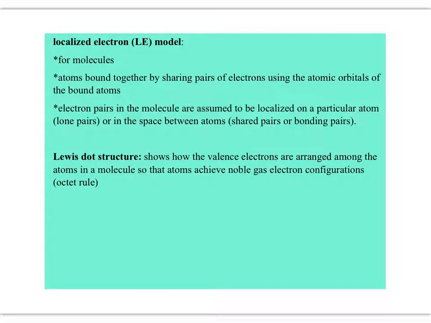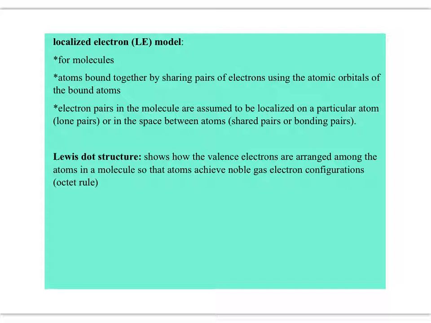When we drew a Lewis dot structure in first year chemistry, we used what's called the localized electron model. We didn't call it that, but basically we were looking at shared pairs and lone pairs of electrons. The shared pairs of electrons bound the atoms together using the atomic orbitals, and the lone pairs were localized on a particular atom.